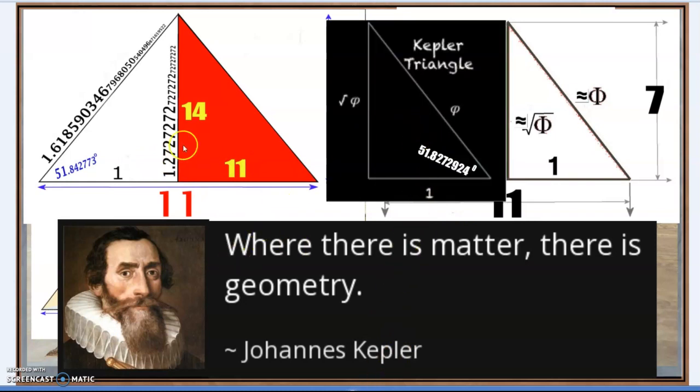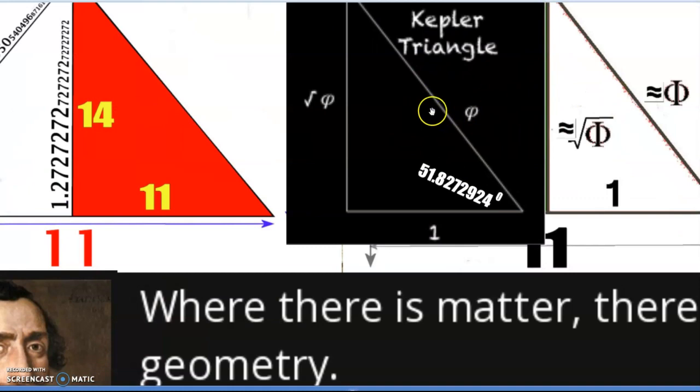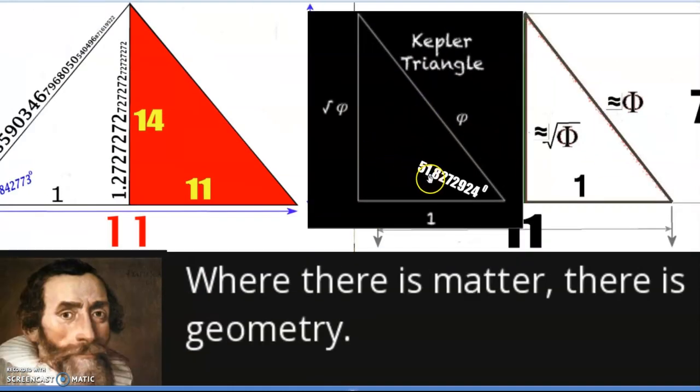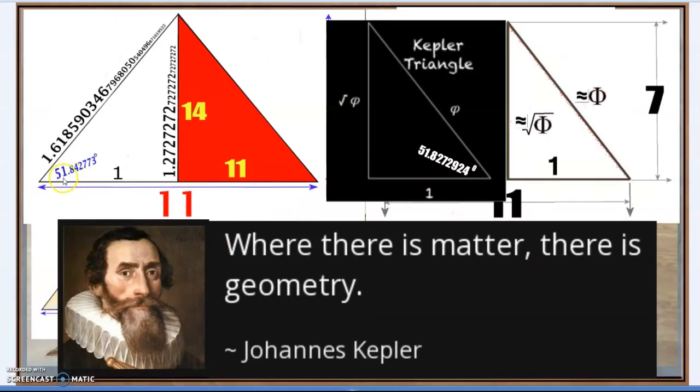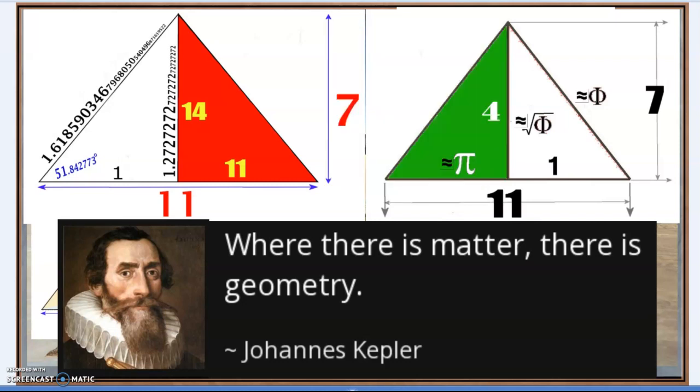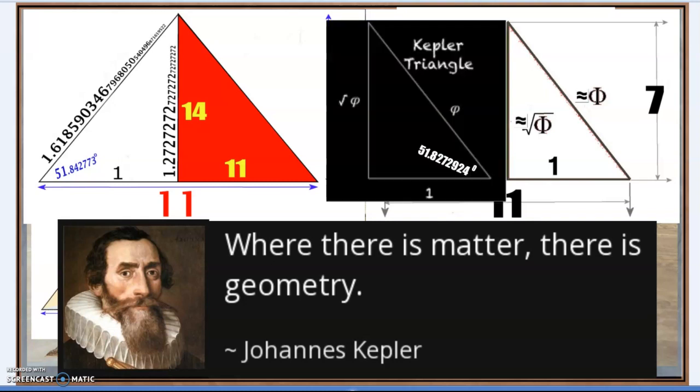To have a perfect Kepler triangle, which would give you the golden ratio, or phi, the angle would be 51.8272924 rather than 51.84. I'll deal with that later on in the series, because each side of a base length of a pyramid has a slight variation, which means there's a slight variation in the angles, and these very close approximations of pi and phi come to essentially perfection above what's measurable.